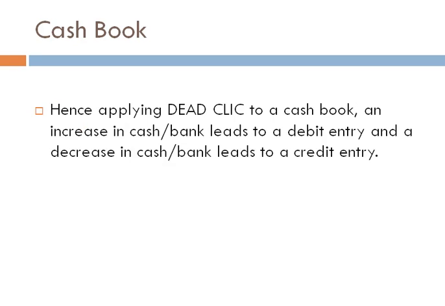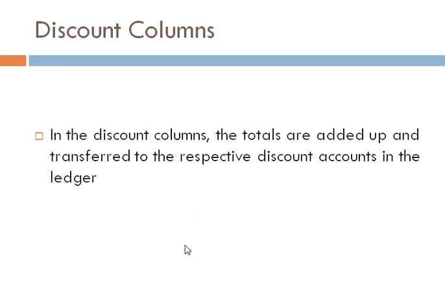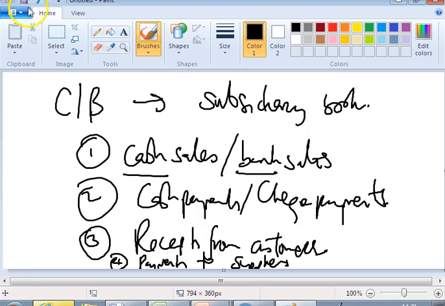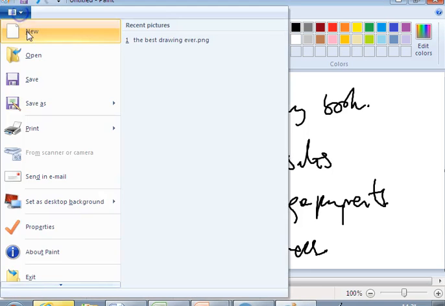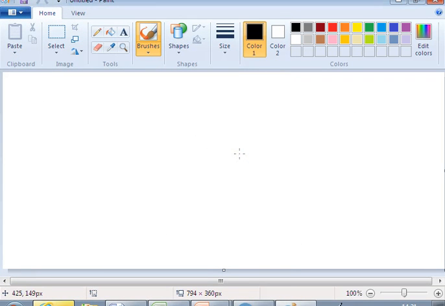And of course, we've discussed what happens when it goes up and when it goes down, the dead click. I'm just stressing that again. We use the debit side for receipts. We use the credit side for payments, separate columns. And we also have this discounts received and discounts allowed business. Let me discuss this very quickly so that you're comfortable when you see it.